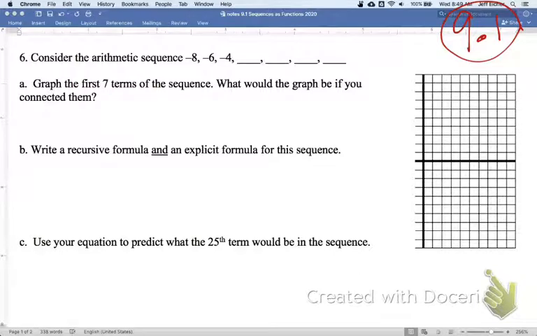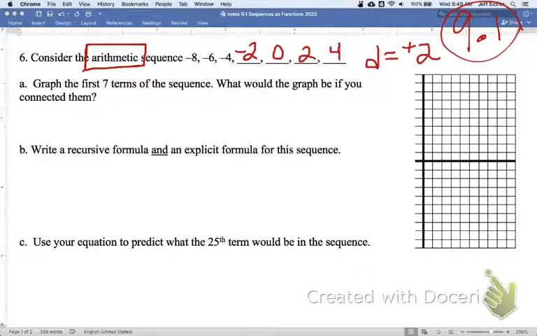This is part 2 of probably a 3-part lesson. So let's consider the arithmetic sequence -8, -6, -4. This is a term we learned about in the last lesson. An arithmetic sequence is one where you are adding a common difference d to get to the next term. So it appears that we're adding 2 to get to the next term: -8 to -6, adding 2; -6 to -4, adding 2. So our next number would be -2, and then 0, and then 2, and then 4.